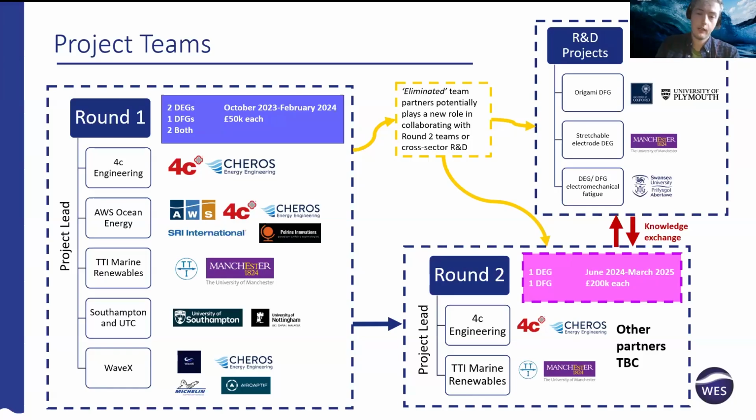So we're looking at, again, DFGs, DEGs, and electromechanical fatigue. I'll talk a bit more about it on the next slide. And that yellow box highlights the fact that although some teams may have been eliminated in the first round, there are still opportunities for them to play a supporting role in an R&D project or a subcontract role in a round 2 team project. Next slide, please, Blake.